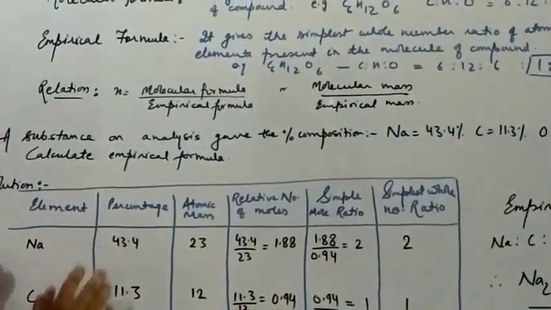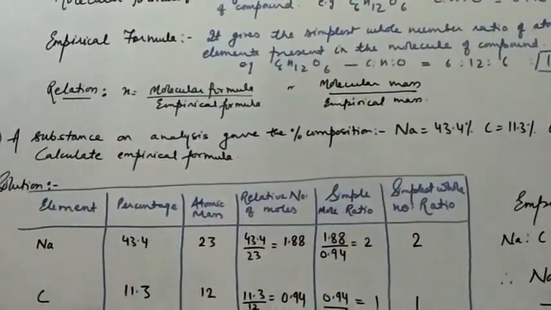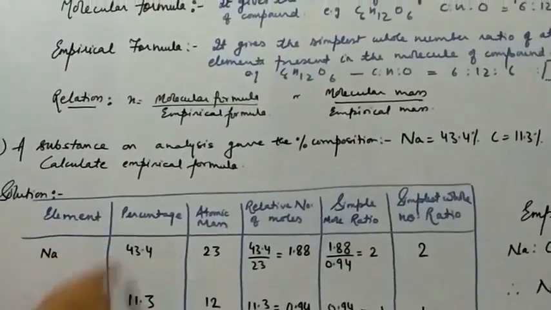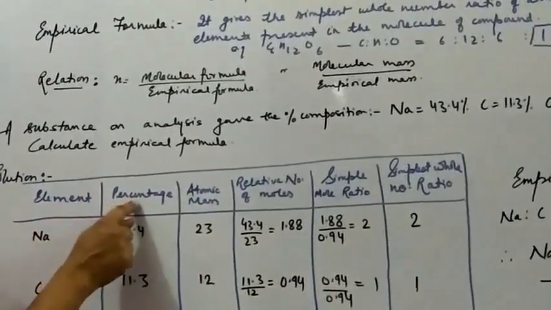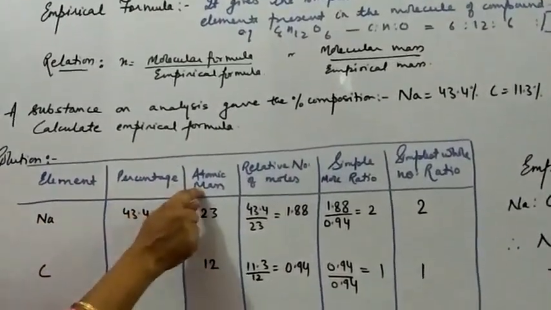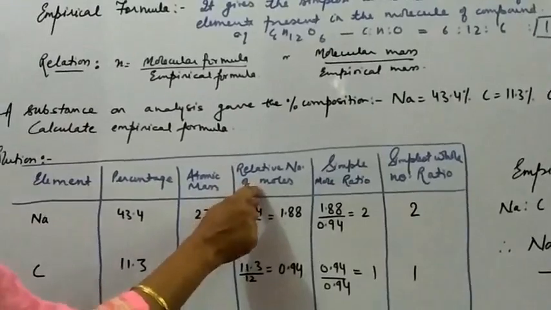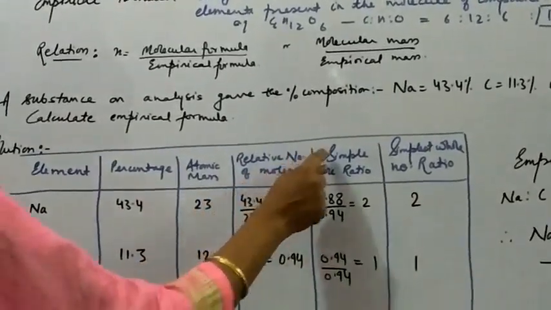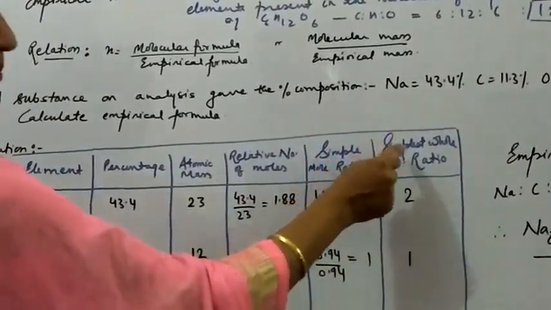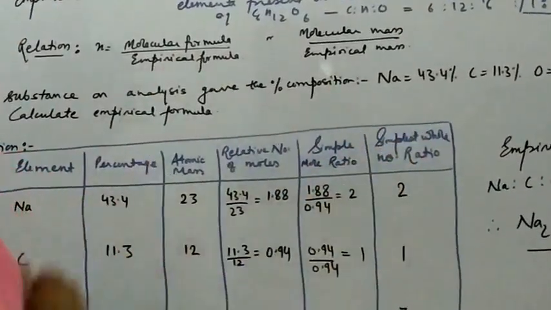Now for it, students, we have to make a table at first. Here we have to draw the columns. The first column will be of the element, the second column of percentage, the third of atomic mass, the fourth is relative number of moles, that is, we are finding out the number of moles, right? Then the simple mole ratio and the simplest whole number ratio.